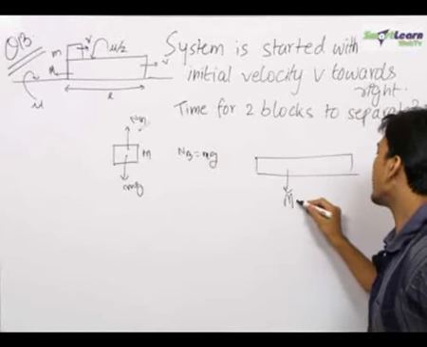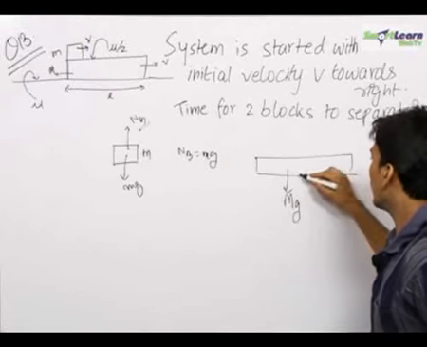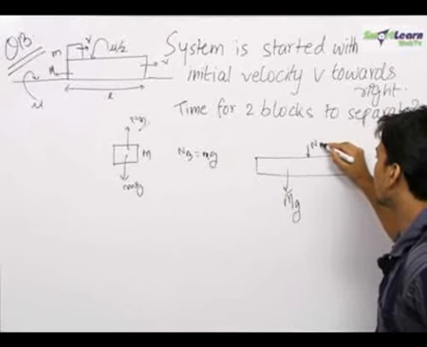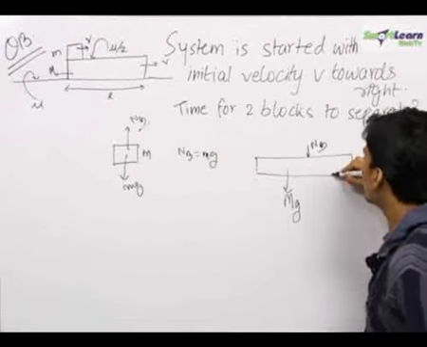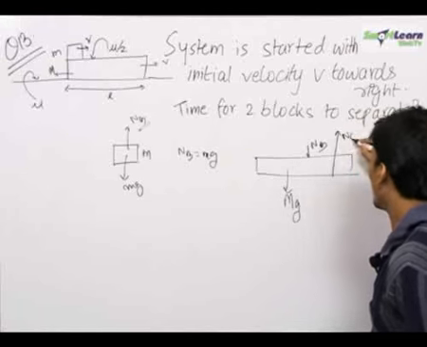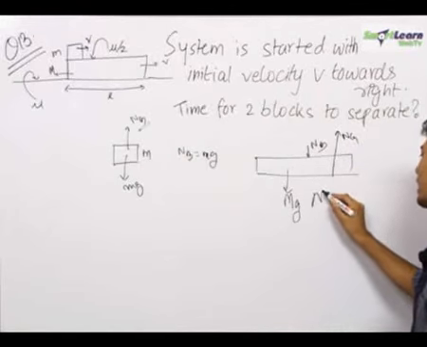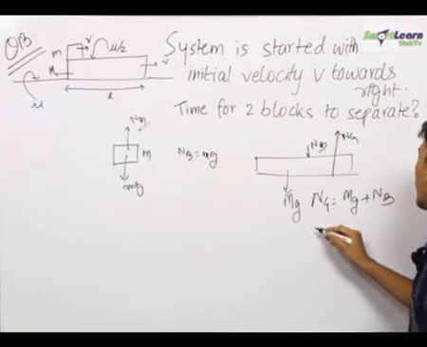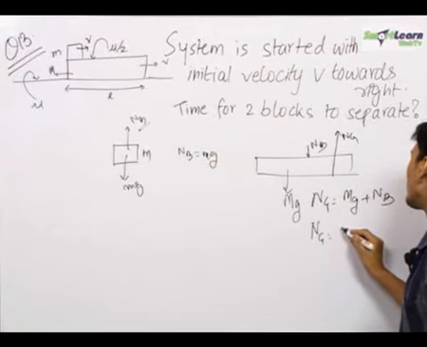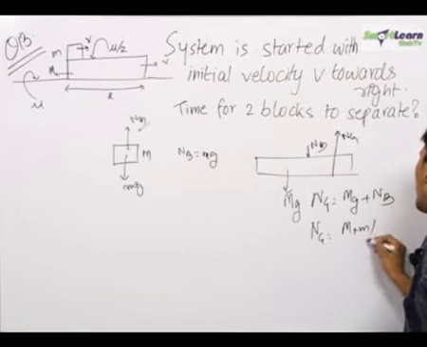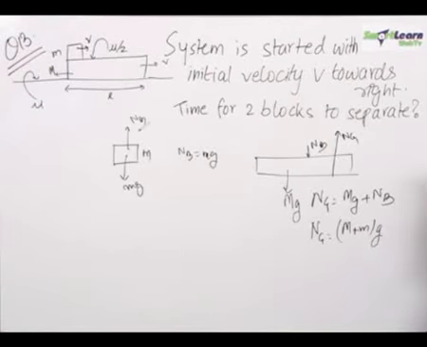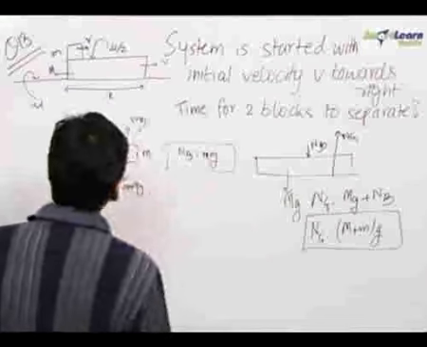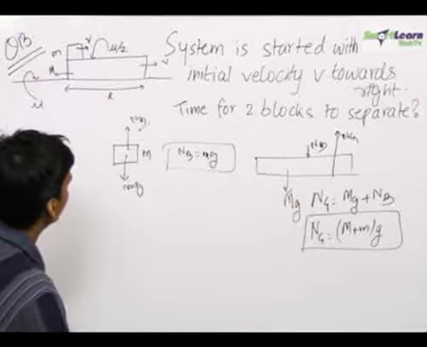Now consider the lower block. The lower block experiences Mg in the downward direction, a normal reaction by the upper block on the lower block that is equal to Nb again, and a normal reaction by the ground on the lower block, that is equal to Ng. Therefore Ng is equal to Mg plus Nb. Therefore the normal reaction by the ground is equal to (M plus m) into g. We will keep in mind these two normal reactions to find out the frictional forces in the future.